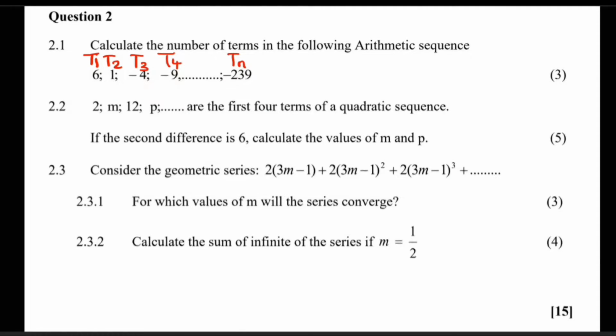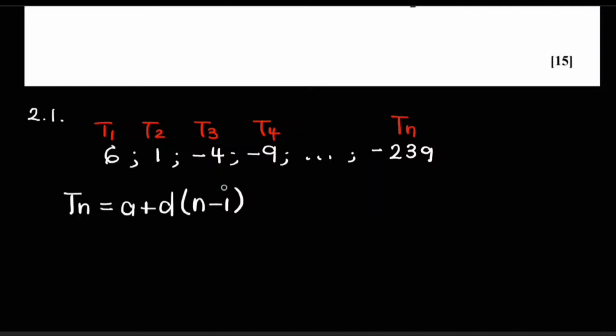So let's do that. We start off by getting the general term. We know for arithmetic, it's in the format Tn is equal to a plus d into n minus 1. Now remember that a represents your first term, which is 6 here. D is the difference. If you look at all of these terms, we notice that they are minusing 5 each time. So D is -5. And that's important. If your difference is negative, include the negative when you're substituting. That would go into n minus 1.